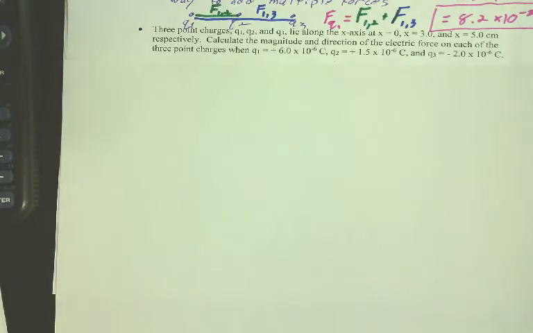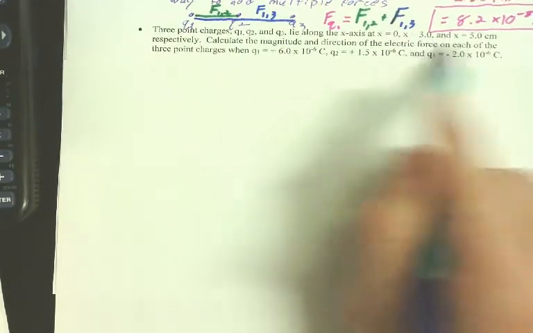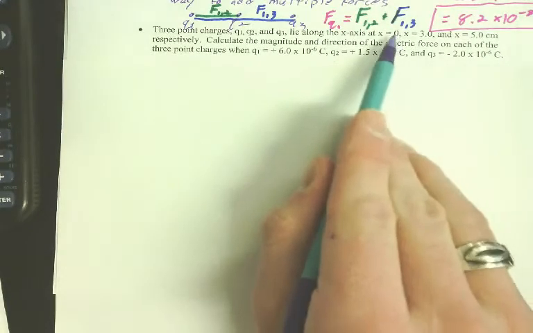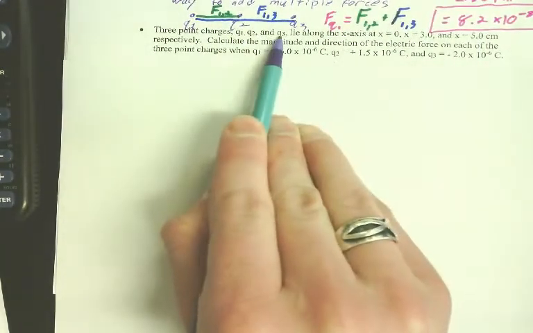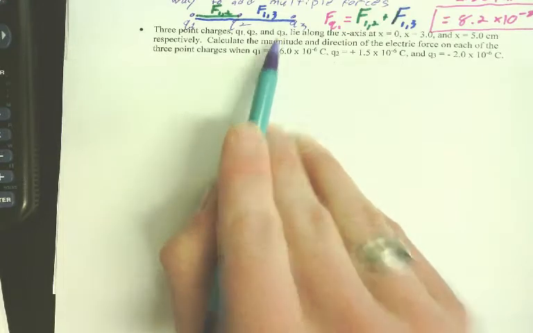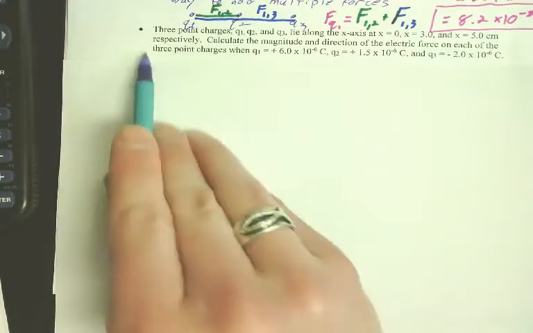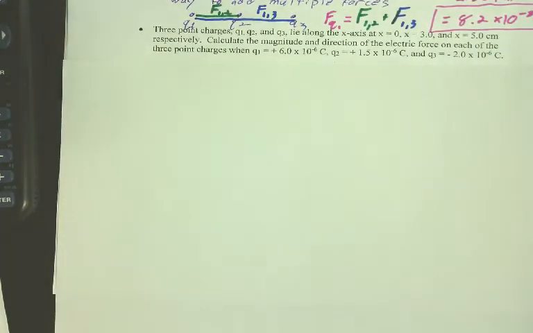Okay? All right. First thing you should do: 3 charges, Q1, Q2, Q3, lie on the x-axis at 0, 3, and 5 centimeters respectively. That respectively just means 0 goes with 1, 3 goes with 2, 5 goes with 3. That's what it means. Okay? Calculate the magnitude and the direction of the electric force on each of the 3 charges. The first thing you need to do is draw a diagram.